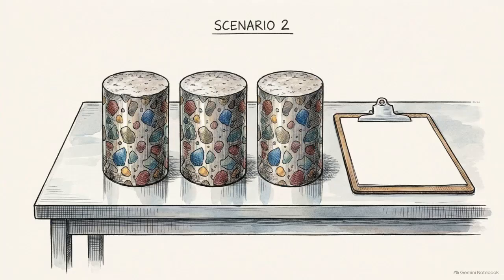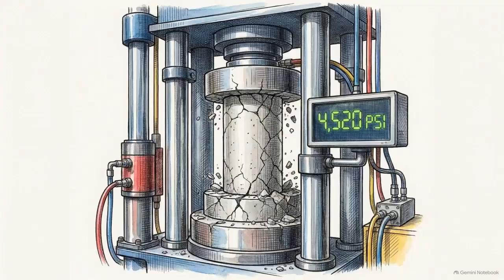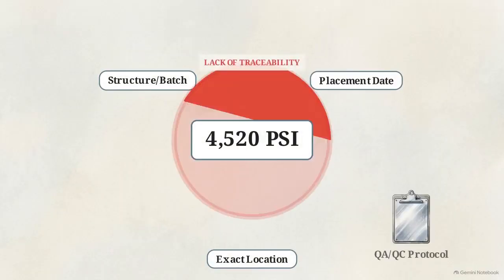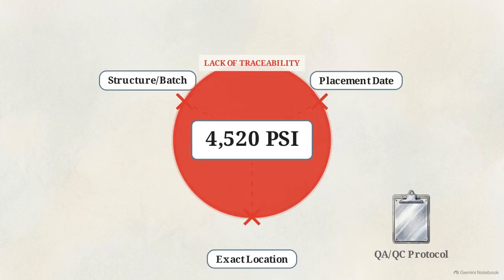Scenario 2. 3 structurally perfect cores arrive at the testing laboratory without clear location labels or placement dates. The testing machine does not care about paperwork. It will still crush the cores and generate accurate load numbers. However, a lack of traceability breaks all QA/QC protocols. The project engineers cannot confidently establish what batch or location those numbers represent, rendering the test invalid.